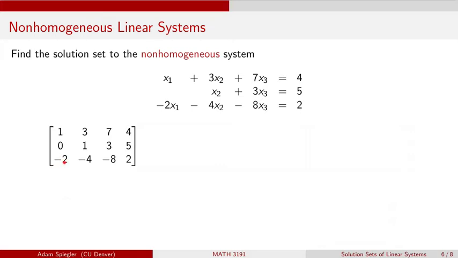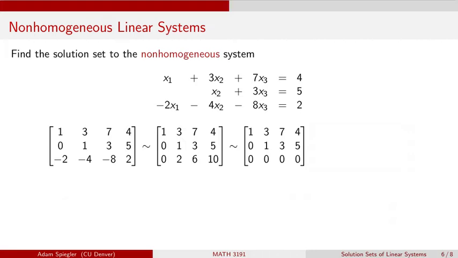I want to get a 0 down here, so I multiply row 1 by 2 and add it to row 3. That gives me a row equivalent matrix over here. Then I move to my next pivot and I want to get a 0 down here, so I multiply this row by minus 2 and add it to the row below. And now we can see this matrix is in row echelon form.